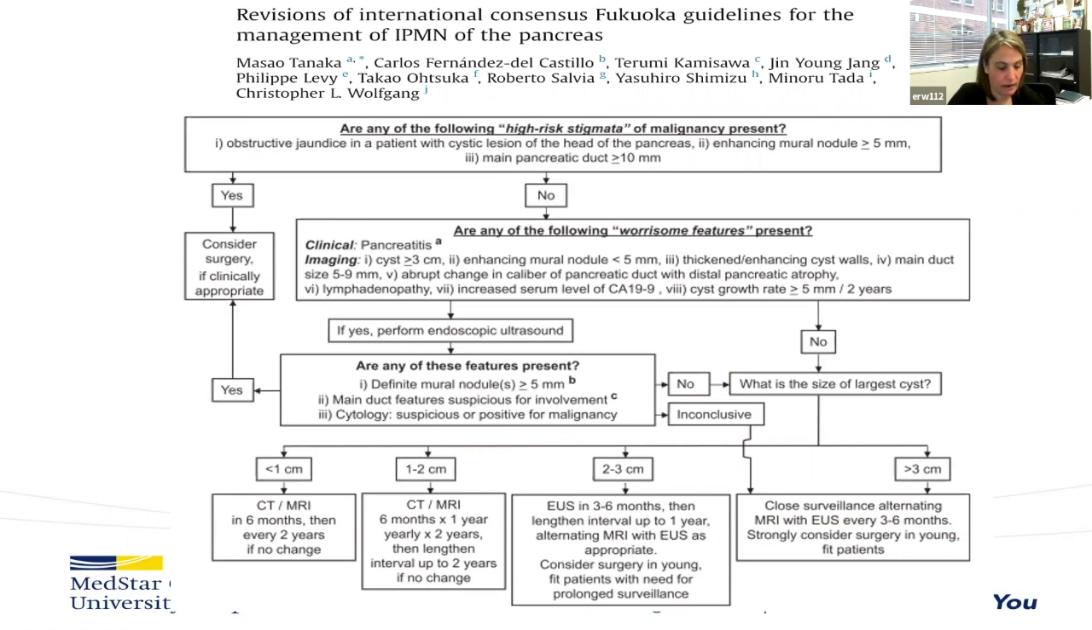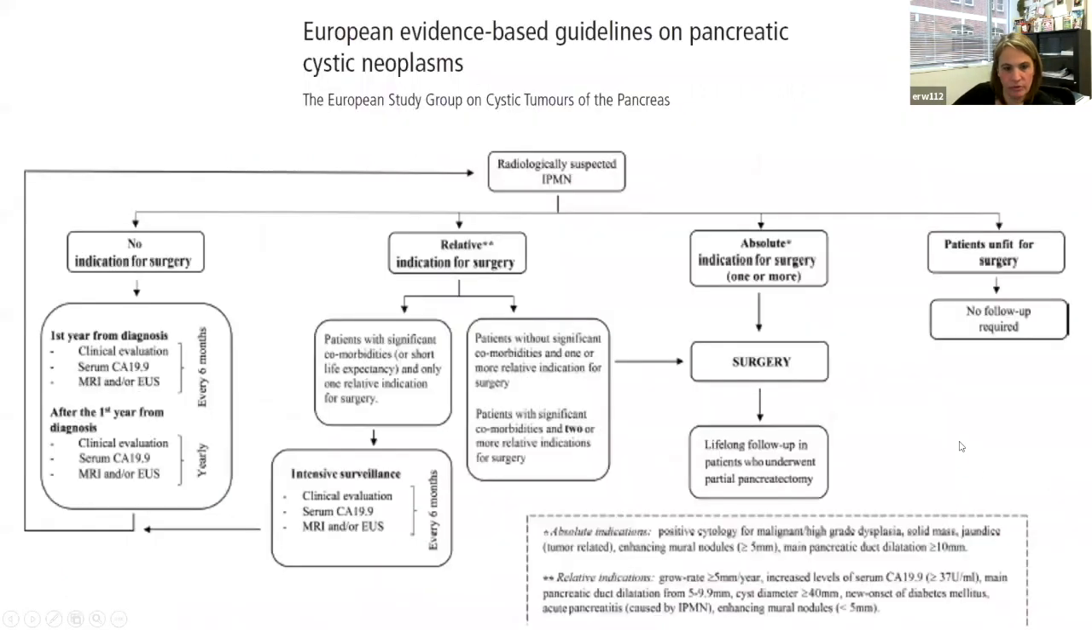Okay, the ICG ones that we just talked about, so I'm not going to review those again. This is the European guidelines, and you can see they start in a really different place. They start with, is this a radiographically suspected IPMN? And then importantly, is the patient unfit for surgery? That's, I think, a very practical solution.